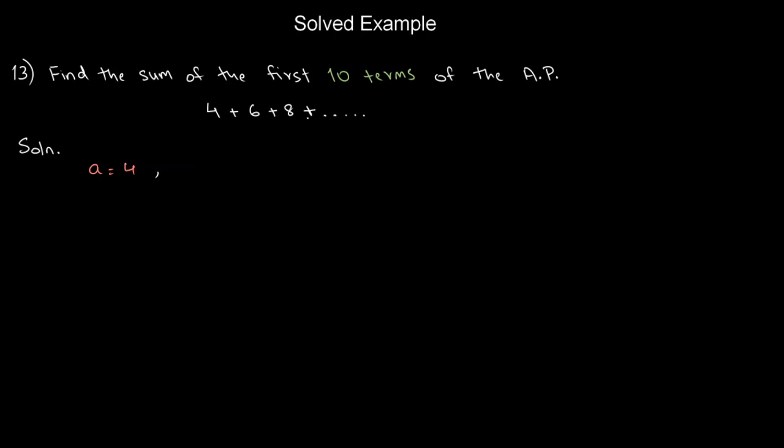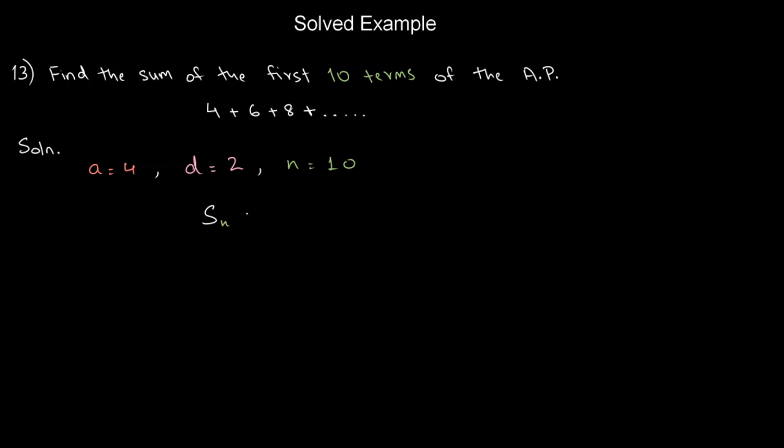From here, we can also figure out the common difference. 6 minus 4 is 2, 8 minus 6 is also 2, so the common difference d is equal to 2. Now we want to find the sum of the first 10 terms of the AP, so I can say n is equal to 10 as well. Now they're talking about the sum of the first 10 terms, so I will use a formula for Sn where a, d, and n are involved, since we know the values of a, d, and n.